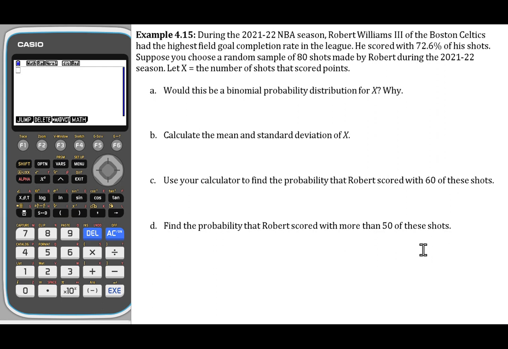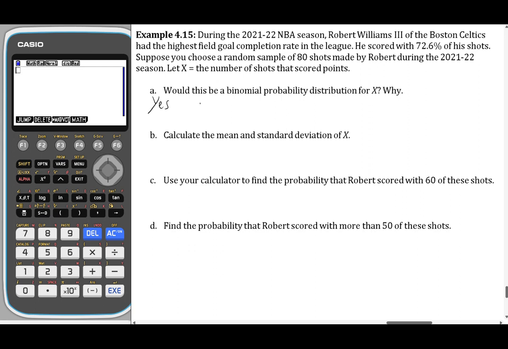Hello, we are working on binomial probabilities and binomial experiments using the Casio fx-CG50. We have an example that says, during the 2021 to 2022 NBA season, Robert Williams III of the Boston Celtics had the highest field goal completion rate in the league. He scored with 72.6% of his shots. Suppose you choose a random sample of 80 shots made by Robert during the 2021 to 2022 season. Let x equal the number of shots that scored points. Can this be modeled by a binomial probability distribution?